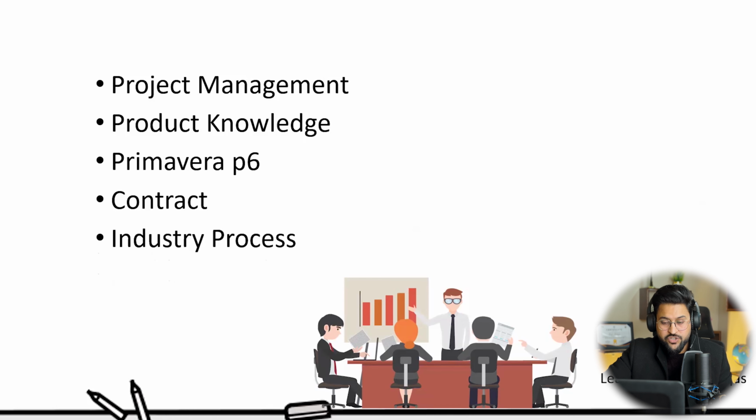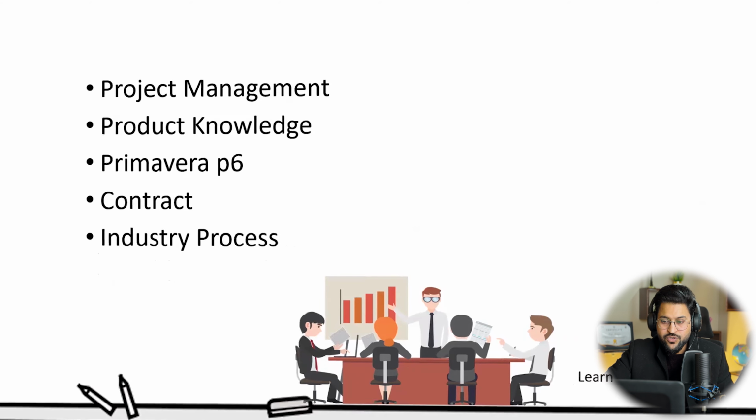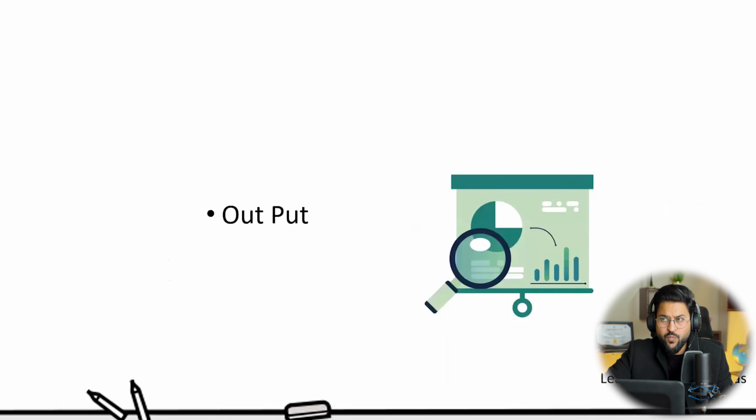Industry process as well. I will give you an example: if you are going to work in the Gulf region, you should know ADNOC or other companies' best practices and their processes. That's what you need to understand. What is the output once a planning engineer understands all of these different domains: project management, product, Primavera P6, contract, best practices?